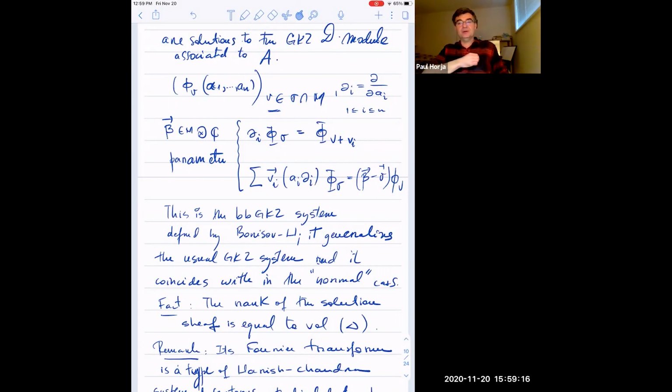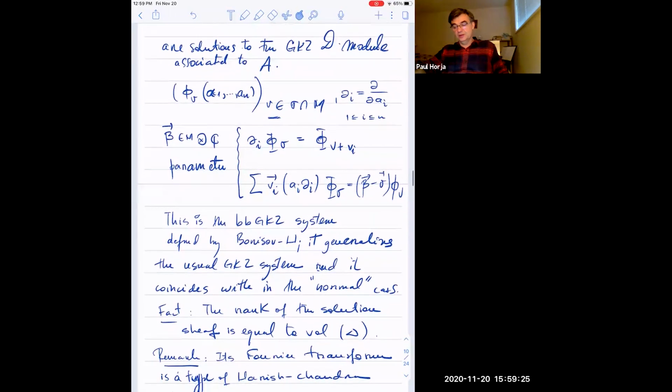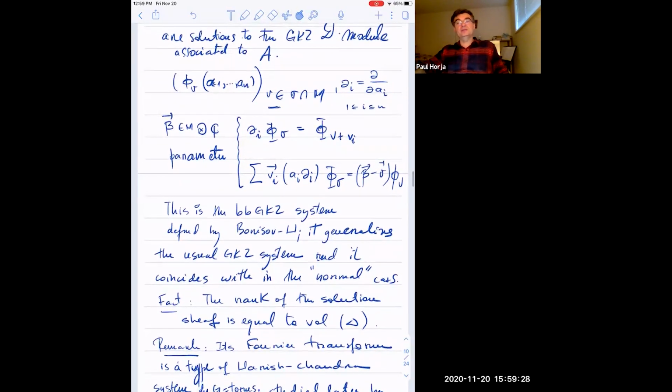In Gelfand, Kapranov, Zelevinsky, there was this issue that if the set A that you start with is what's called not normal, then the rank of the sheaf of solutions may jump. And of course, for mirror symmetry, that's a bit of a problem if you're trying to do functorial stuff. So our system is almost the same. It's a little more general, but it cuts the rank of the solution set down to exactly the right rank. In the good cases, including the normal case, it really coincides with the classical GKZ.